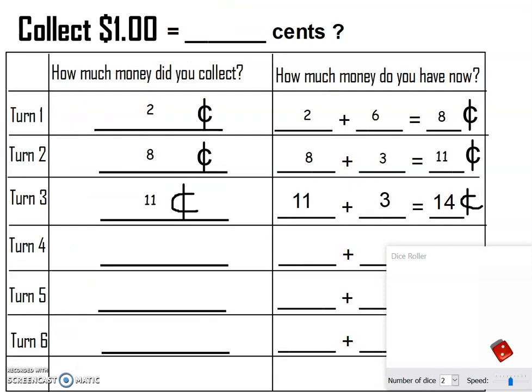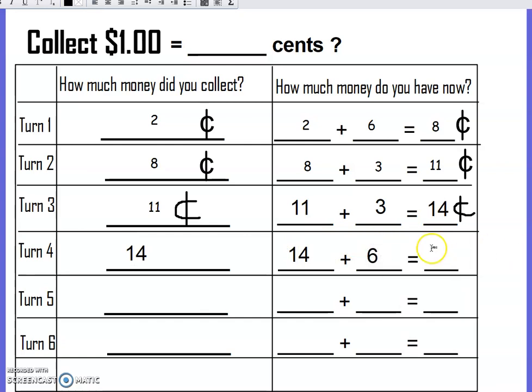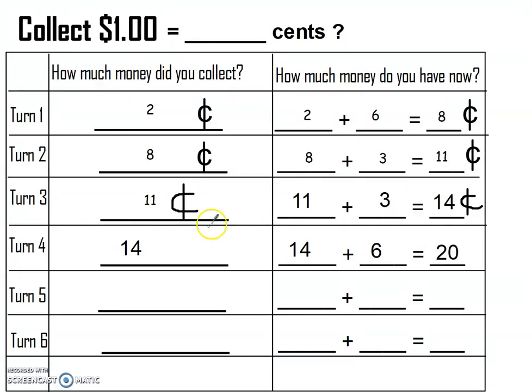So I'm going to go over here. And I know that I had 14 cents. Took my 14 and I rolled a 6. So now I have 20 cents. And you'll want to make sure you go in and you draw your cent sign so you know where you are. Okay, and you're just going to keep collecting until you get $1, and then you can challenge yourself to go further. $2, $5, $10, and keep going.